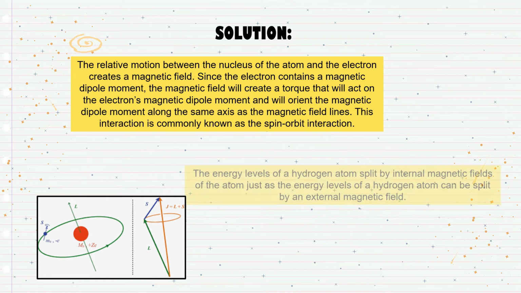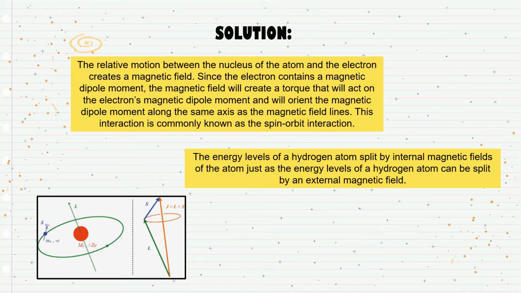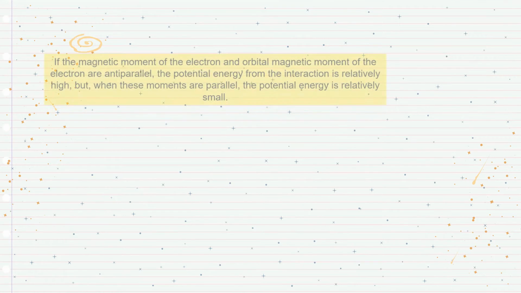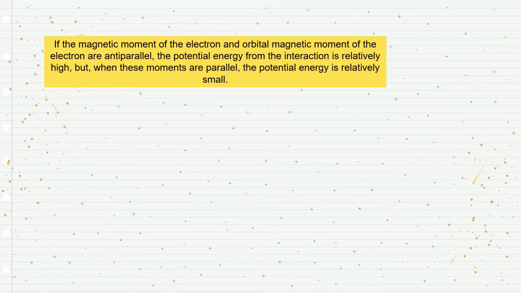The energy levels of a hydrogen atom are split by the internal magnetic field of the atom, just as the energy levels of a hydrogen atom can be split by an external magnetic field. If the spin magnetic moment of the electron and the orbital magnetic moment of the electron are antiparallel, the potential energy from the interaction is relatively high, but when these moments are parallel, the potential energy is relatively small.